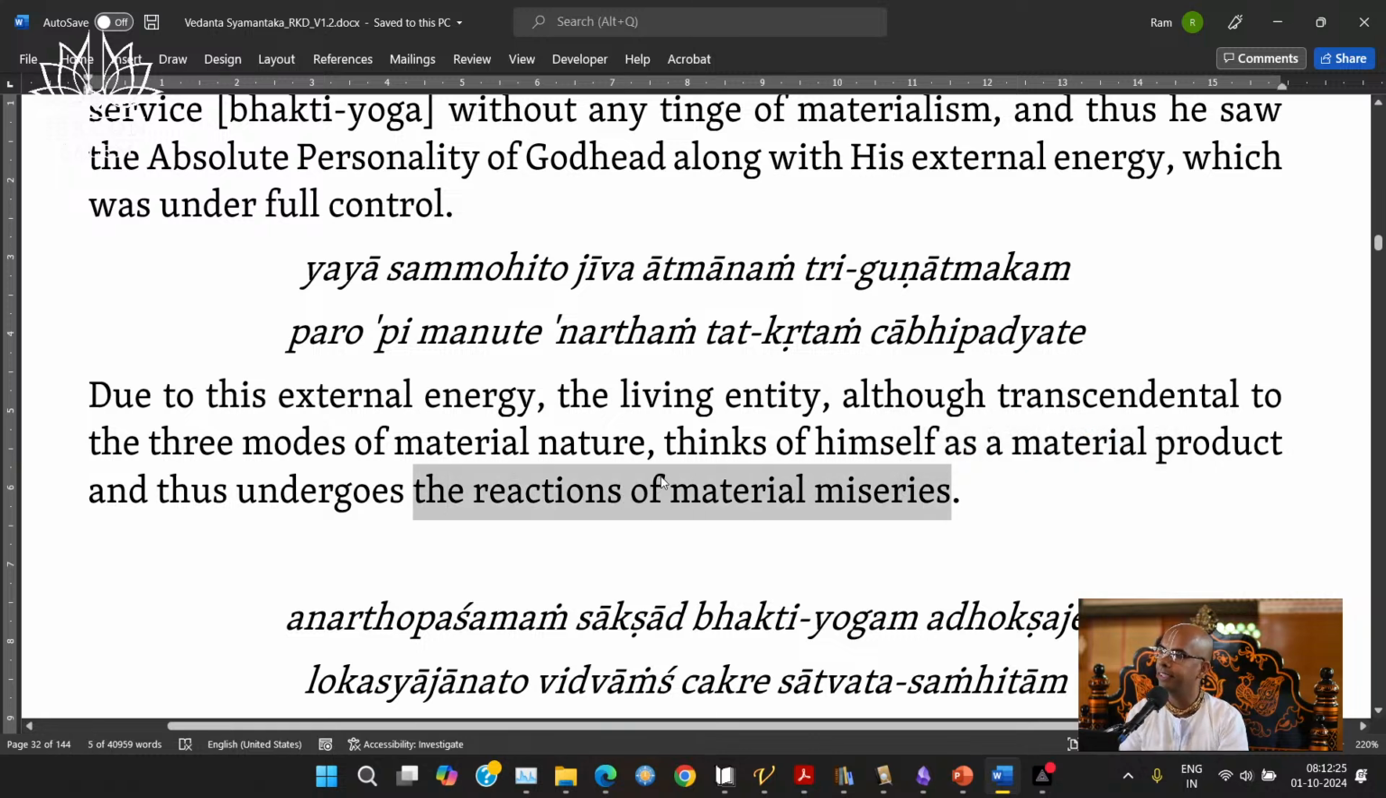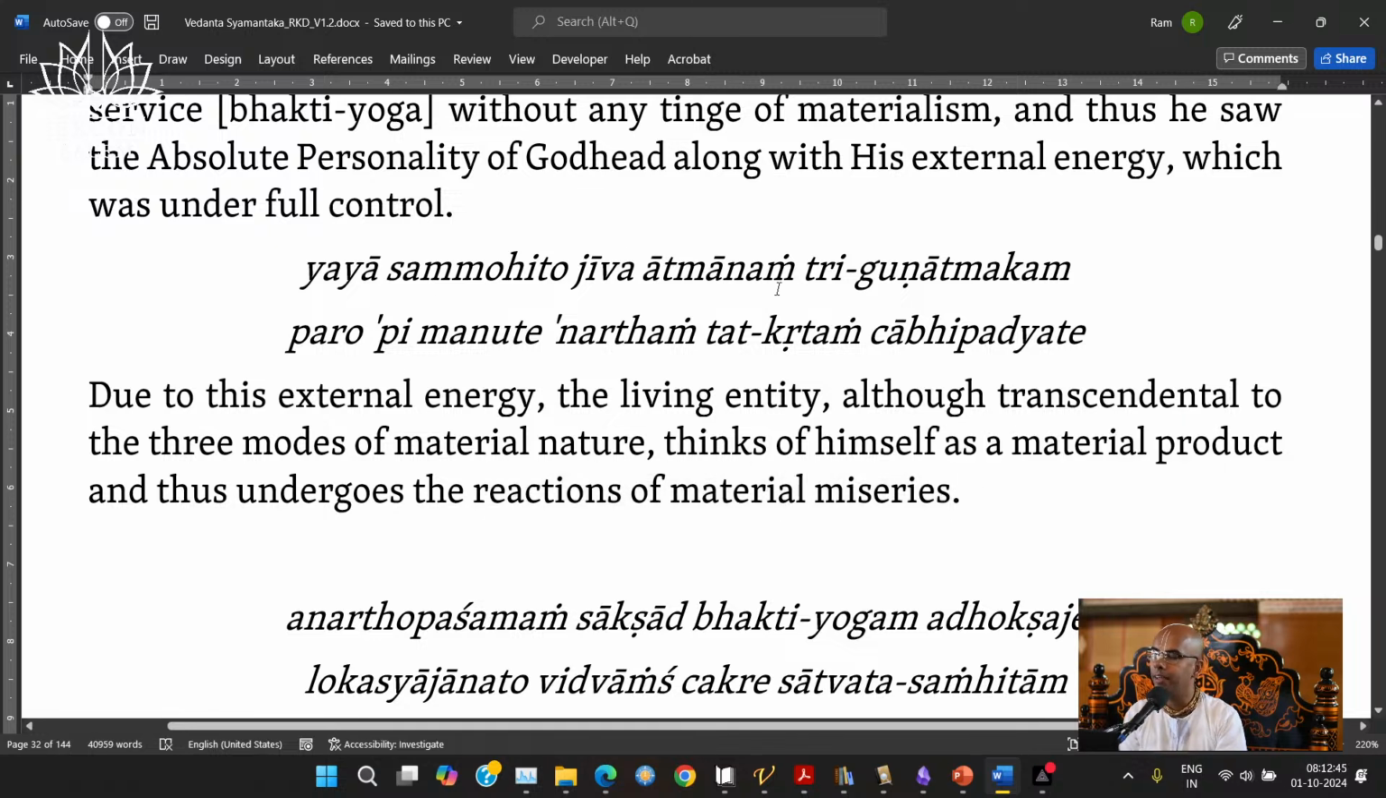So we see the nature of Ishvara is mentioned: he is the Absolute Personality of Godhead, who is the controller of the material energy. Then there is Jiva, who is also transcendental, but under the influence of the external energy, he thinks of himself as the material product. And what is the consequent reaction for that? He is suffering the karmic reactions because of that.